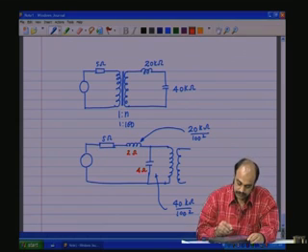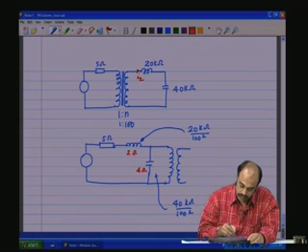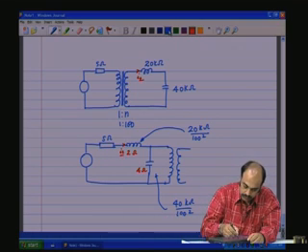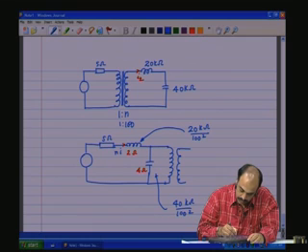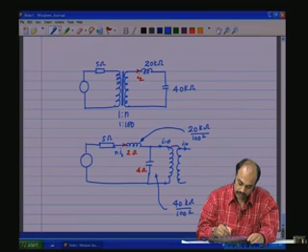The current through this one, if this were I2, the current through this one would be also I2. The current through this would be N I2, and the current here is equal to 0. Current here is equal to 0. This being an ideal transformer.